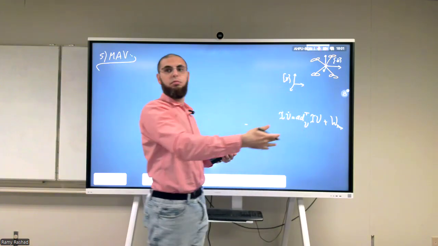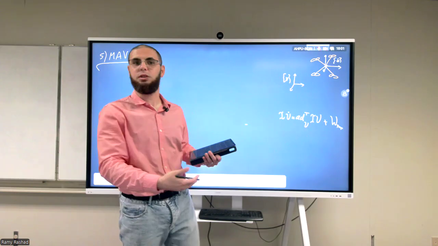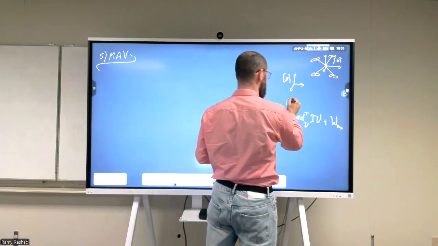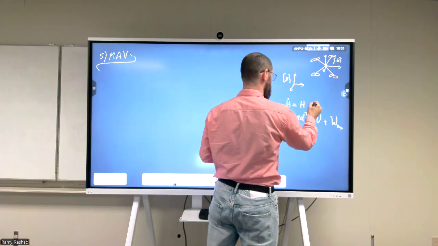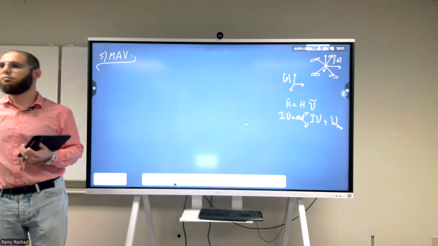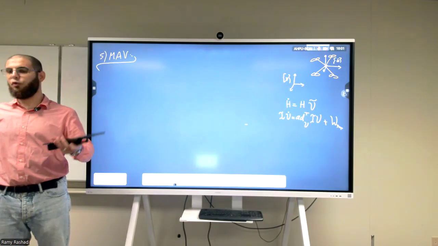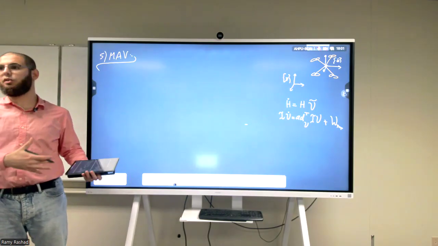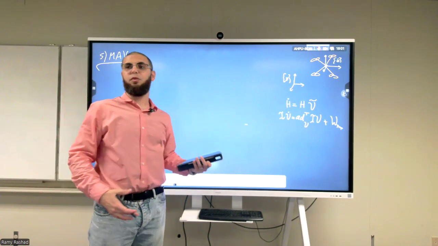What about position or pose? How do we write the equation of a pose? It's h dot equals h v tilde. You remember how the v tilde looks like? A 4x4 matrix, you multiply by the h, which is another 4x4 matrix. So the h is a 4x4 matrix.